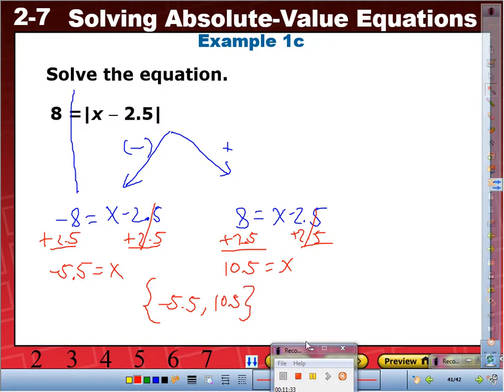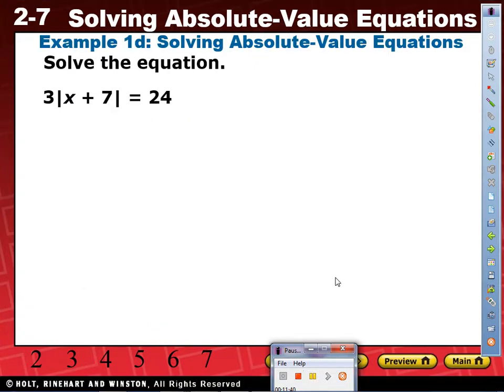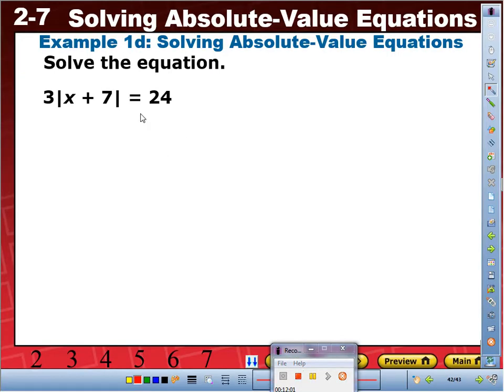Copy that, please. This was example 1C. Copy example 1D. All right, copy this next one, example 1D. Solve the equation 3 times the absolute value of x plus 7 equals 24. Let's do this one together. Check this out. Line down my equal sign.